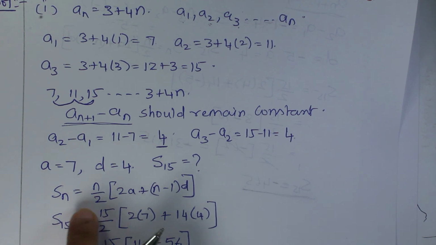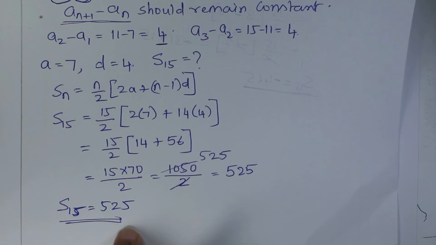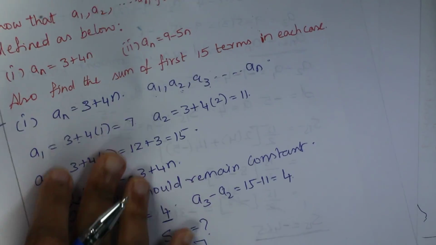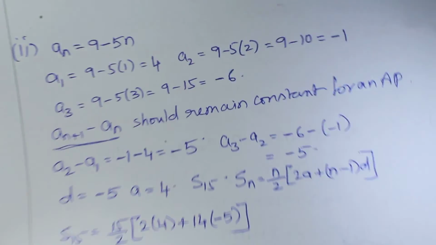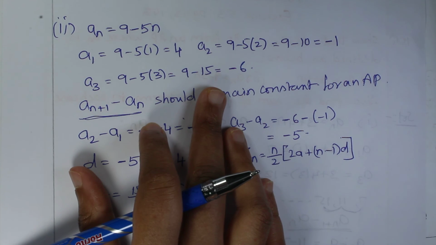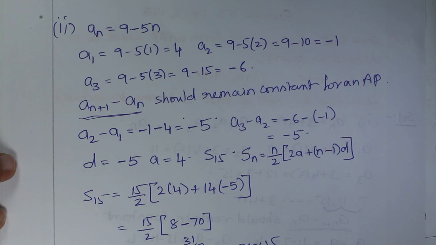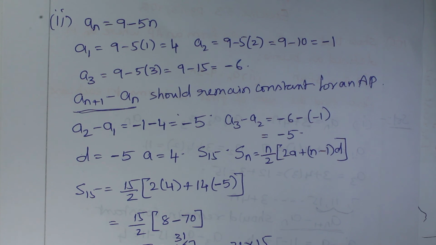Then I calculated the sum of the first 15 terms, and I got the answer as 525. In a similar way I have solved the second series. So we have proved that both series are arithmetic progressions and have calculated the sum of the first 15 terms in each. Hope this is clear for you.